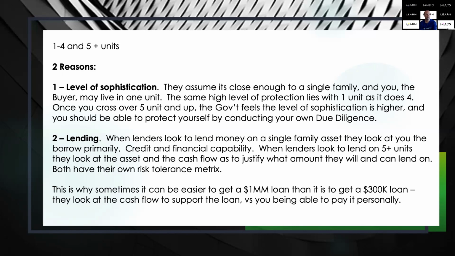This is why sometimes it can be easier to get a $1 million loan than it is to get a $300,000 loan. They look at the cash flow to support the loan versus you being able to pay it personally. That's a big difference. People don't understand that and they're unsure what they can qualify for when they're looking at larger assets. The reality is when you get into larger asset classes, the lender side is going to look at the asset more than you.